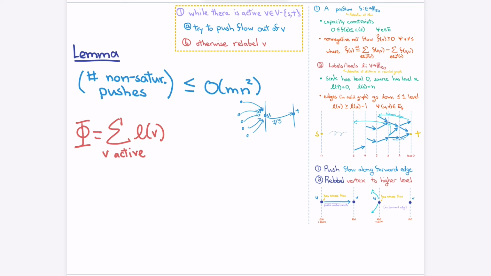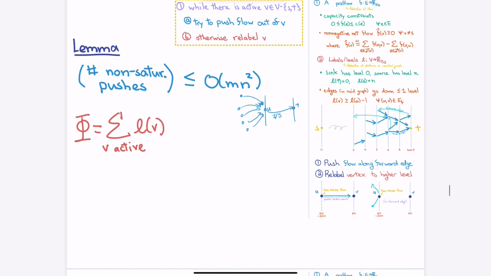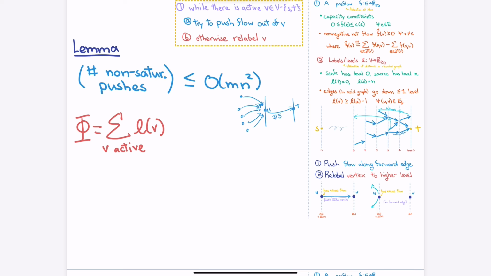Initially this is 0, because all the vertices are at level 0. But over time, various active vertices are moving up, and so on and so forth. So what we want to do is bound how the potential changes for each of our three operations.